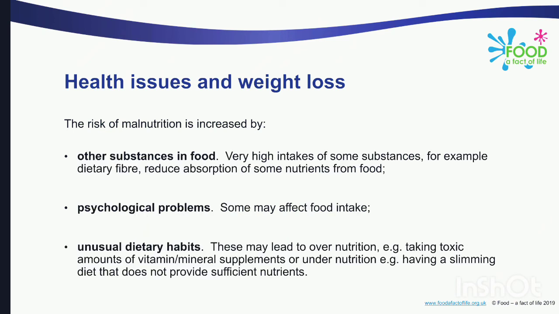The risk of malnutrition is increased by other substances in food. Very high intake of some substances, for example, dietary fiber, reduces absorption of some nutrients from food. Psychological problems: some may affect food intake. Unusual dietary habits may lead to overnutrition, for example, taking toxic amounts of vitamin and mineral supplements, or undernutrition, for example, having a slimming diet that does not provide sufficient nutrients.